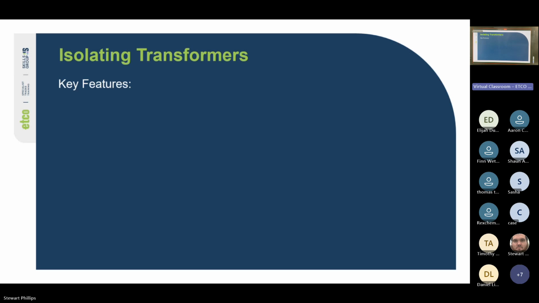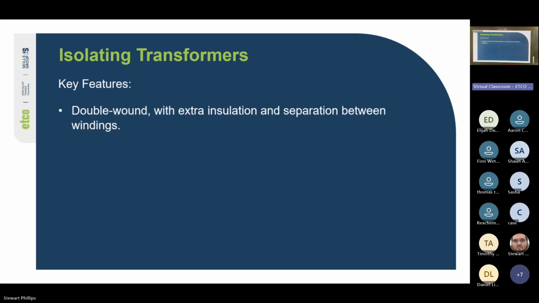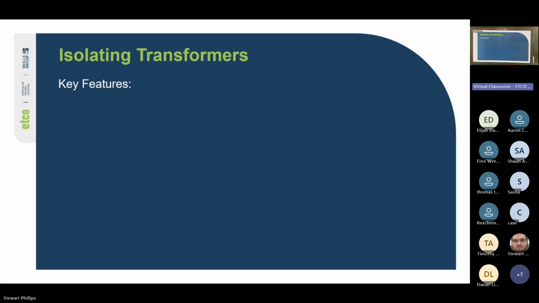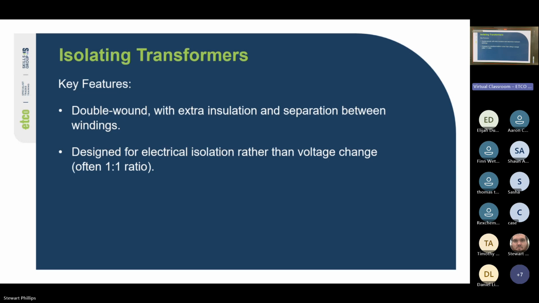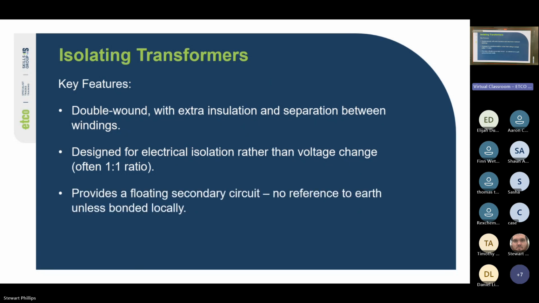So the key features of an isolating transformer. We're moving on to isolating transformers now. It's double wound, but it has extra insulation and separation between the windings. They're designed for electrical isolation rather than voltage change. So they often have a 1-to-1 or a 1-to-1.13 ratio, a very, very small difference, and provide a floating secondary circuit with no reference to earth unless bonded locally.